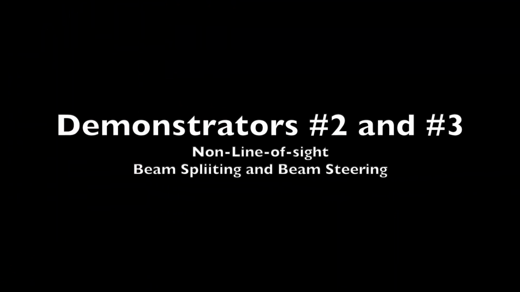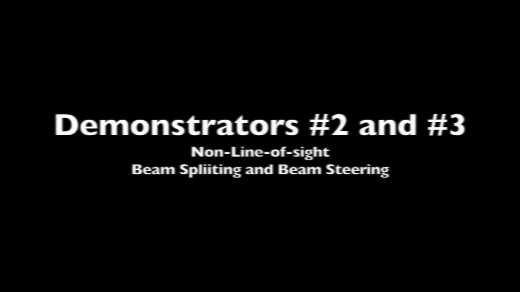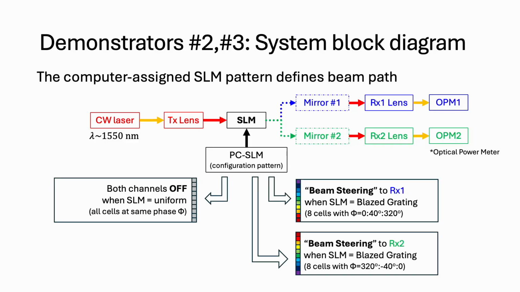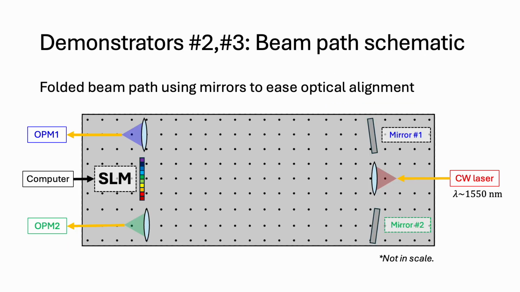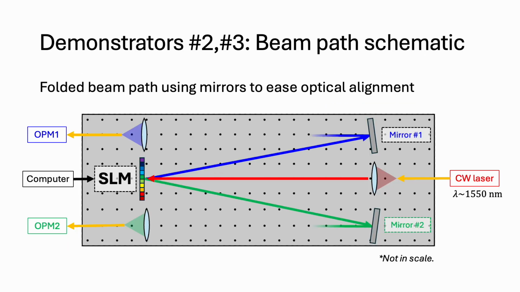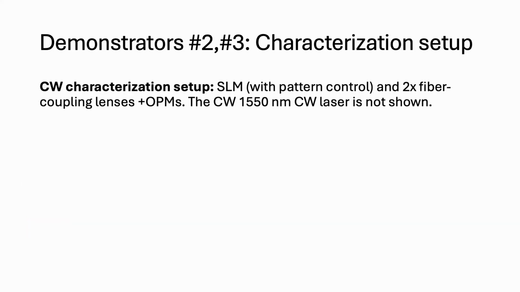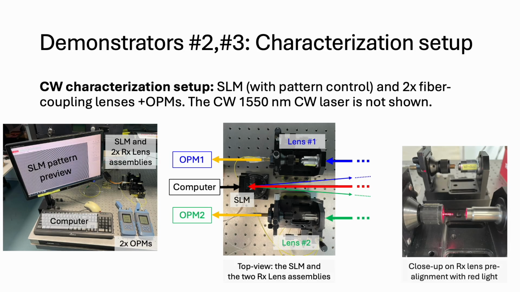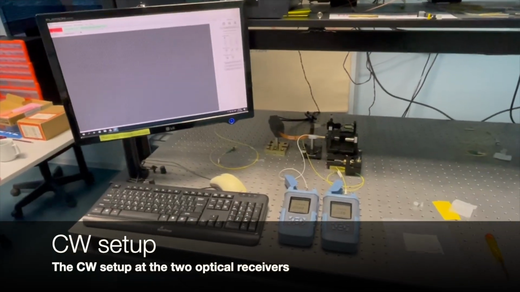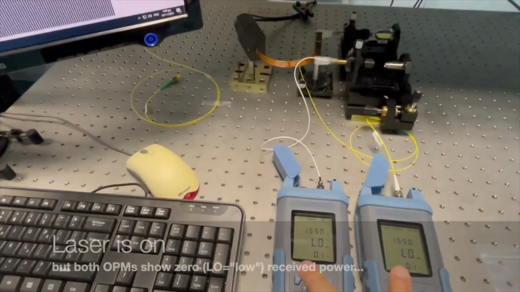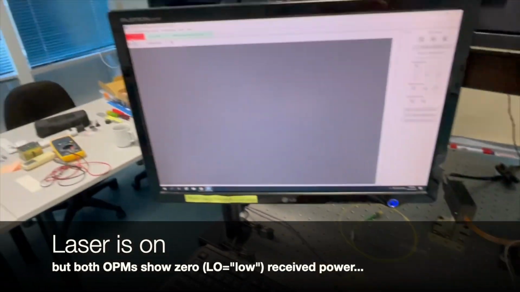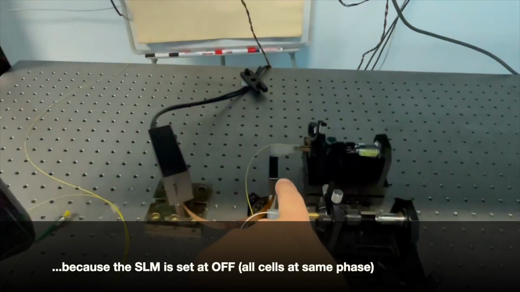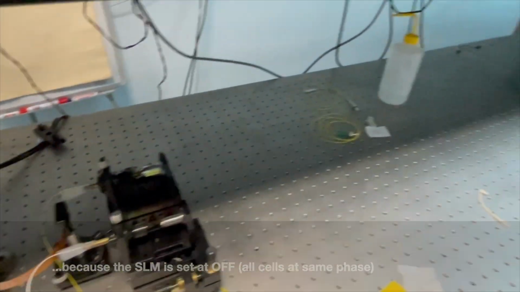Finally, we present the second and the third demonstrators, which refer to non-line-of-sight beam splitting and beam steering, respectively. Here, we observe the system block diagram, accompanied by beam path schematics, and the characterization setup. We can see the continuous wave setup at the two optical receivers. Laser is on, but both OPMs show 0 received power because the SLM is set to off.